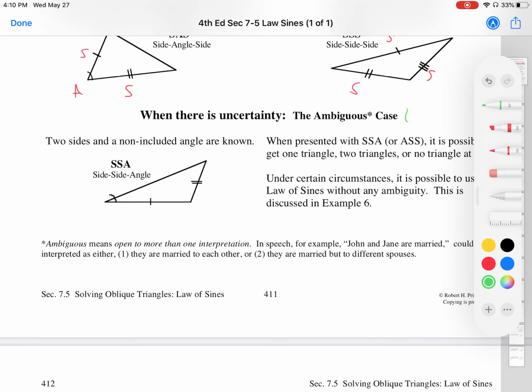You can also have the situation in section 7.7 of the ambiguous case, which is side-side-angle. When presented with side-side-angle or angle-side-side, it is possible to get one triangle, two triangles, or no triangle at all. This depends on whether the angle we're working with is actually inside the triangle or outside it. It's very fun to do, but you have to be very careful and set up different cases for this. So that's section 7.7. You can go over it on your own. This is not a section we'll cover in this course because we're running tight on time. All right, let's move forward.